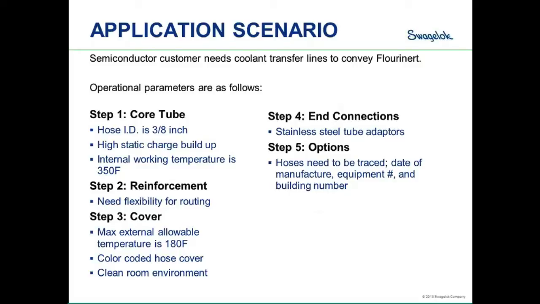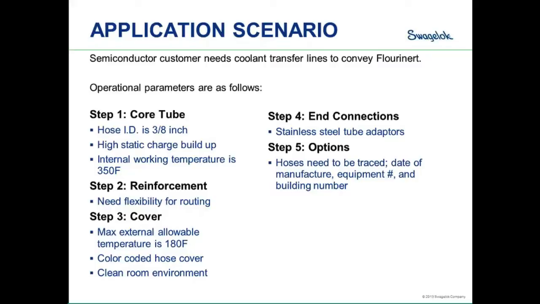The application parameters are: it's a 3/8 inch hose, that's the core tube. Static dissipative is the need. Internal working temperature is 350 degrees F. From a reinforcement standpoint, we need a lot of flexibility because the hose is going to have a lot of routing. Cover has to have a temperature of 180 degrees F. So what the customer is saying in this application is the hose has to have some sort of insulating characteristics. Media temperature 350, cover temperature 180.